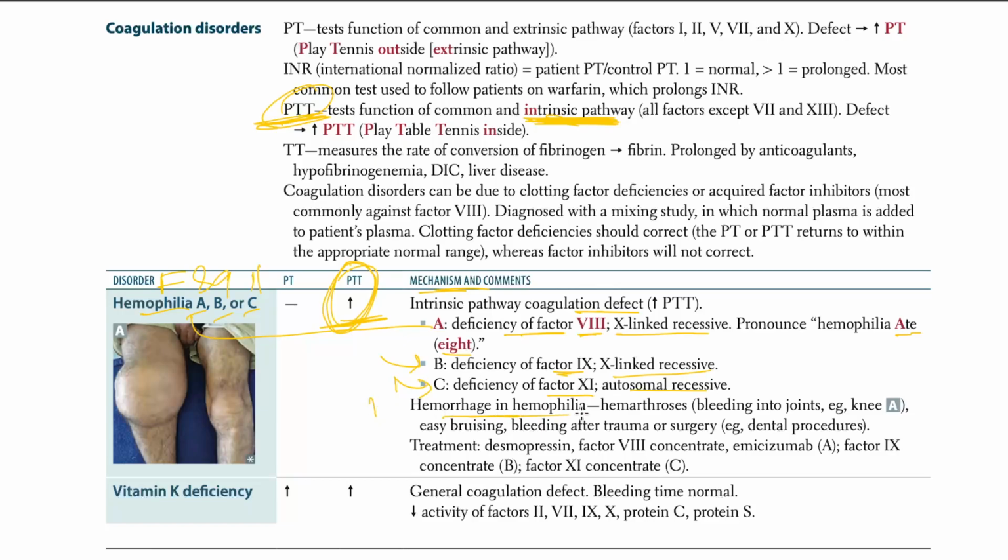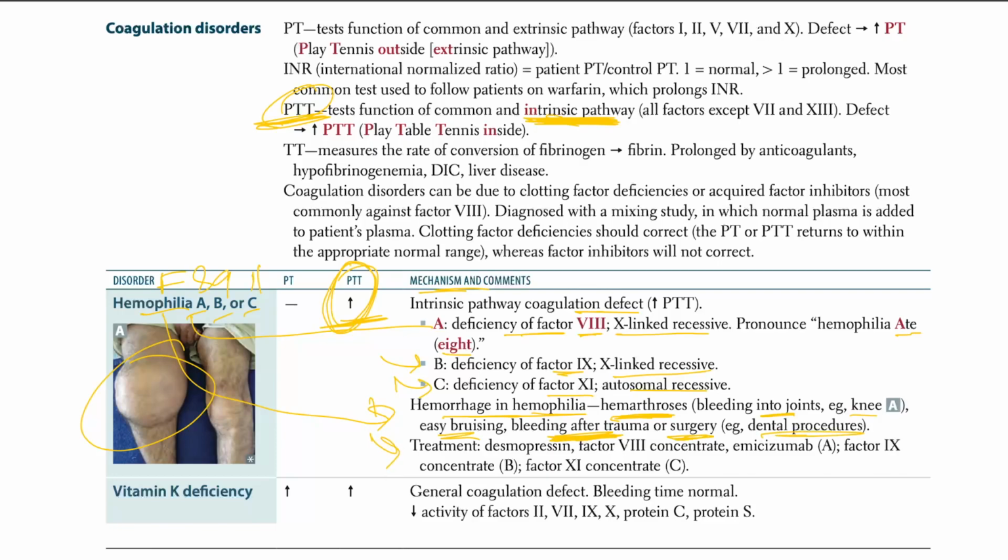Hemorrhage in hemophilia. What sort of hemorrhage will we see in hemophilia? Hemarthrosis, looking at this picture, which is bleeding into joints, for example the knee. Easy bruising. Bleeding after trauma or surgery. So if you have a dental procedure, you start bleeding.